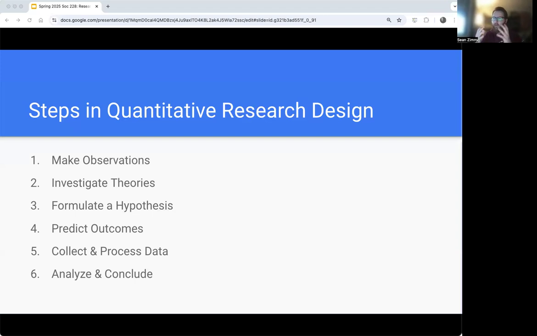Two, investigate theories around that. So review the current literature or the theories related to the issue that you're looking into. What is the prevailing knowledge or hypotheses there? Three, formulate your hypothesis. So develop a testable statement based upon your observations. I've observed this.